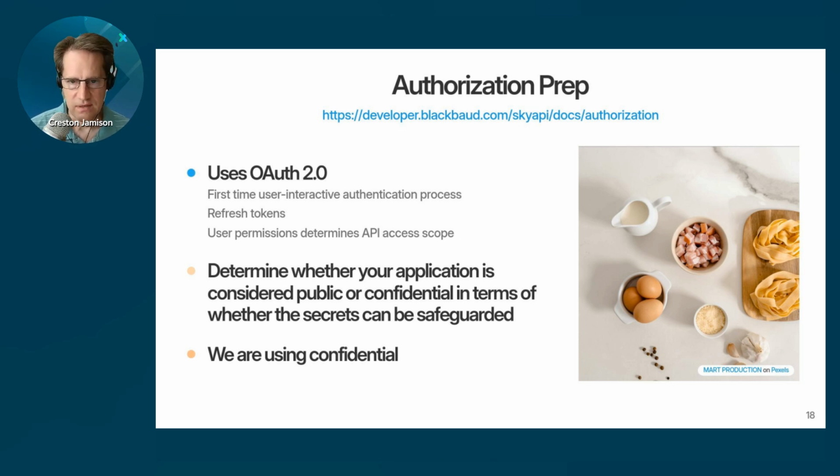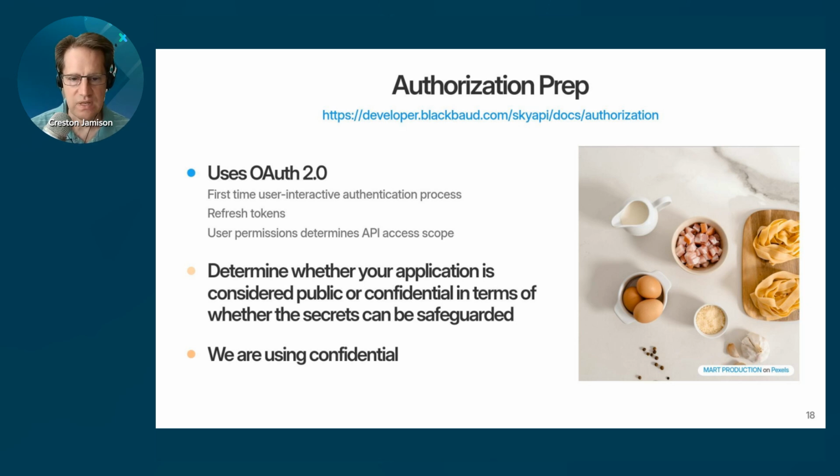The link to the docs for that is included here. This authorization uses OAuth 2. So it uses a first-time user interactive authentication process, and then every step after that requires refresh tokens to keep tokens up to date. And the user that you use to actually do this authentication process is very important, because the user permissions of that user define what in the API can be accessed.